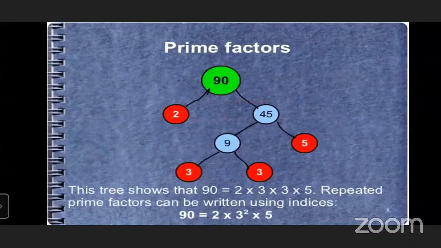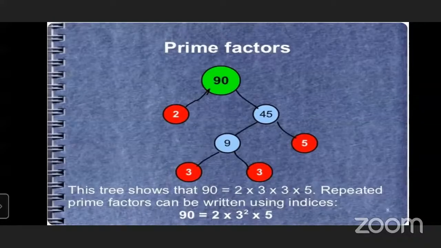Now, these are the prime factors of 90. When you split it into different parts, 90 will be divided into two parts, 2 and 45. Now, 2 is an even prime, so we'll skip 2. Now take 45.